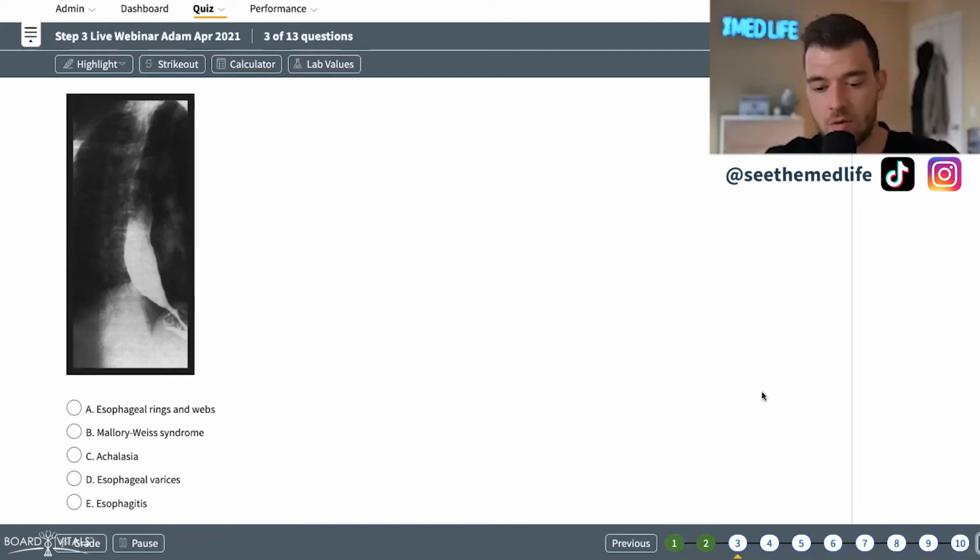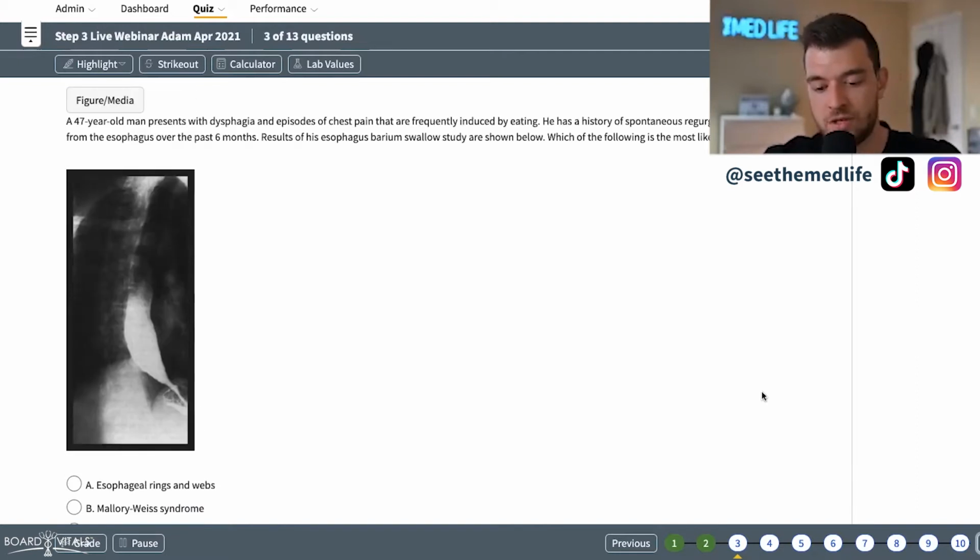So now we scroll back up and we know we're looking for our clues to what's going to be the answer here. So we'll scroll up. Let's read our stem here. This is a 47-year-old gentleman, history of dysphagia, episodes of chest pain that are induced by eating. He has frequent spontaneous regurgitation of undigested food from the esophagus over the past 6 months. And now, that stem alone, we can come back to this, makes you think of one thing, and I don't think it was an answer choice if I remember.